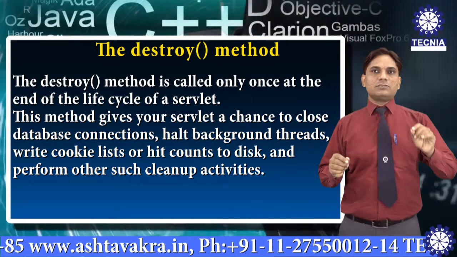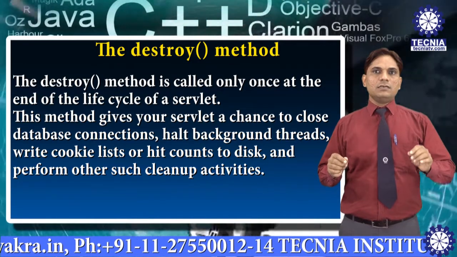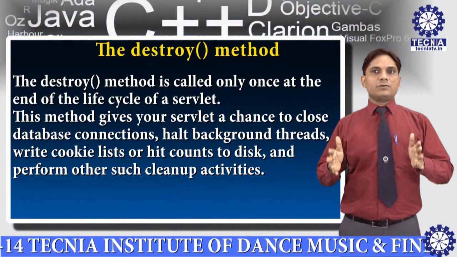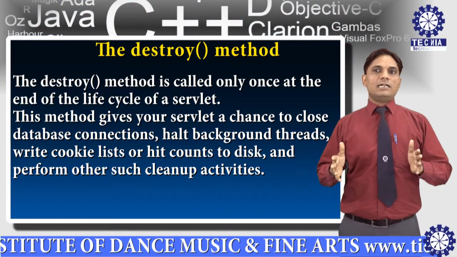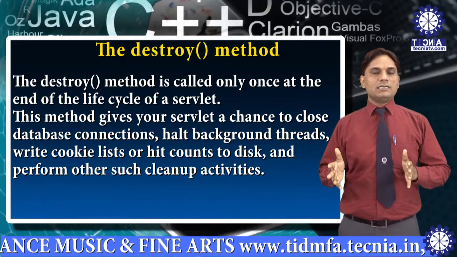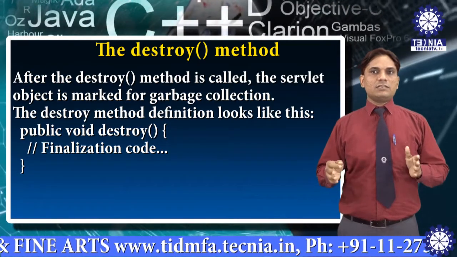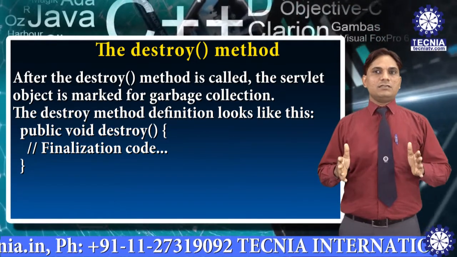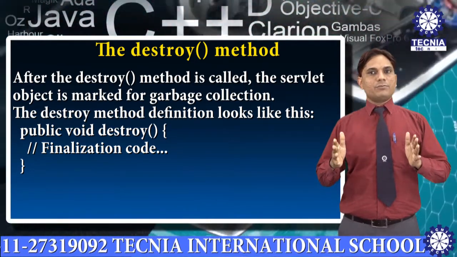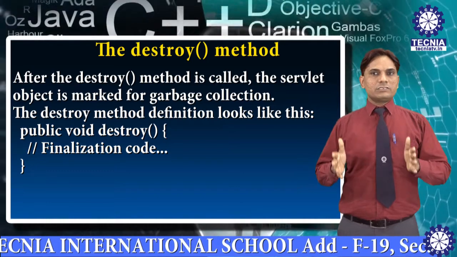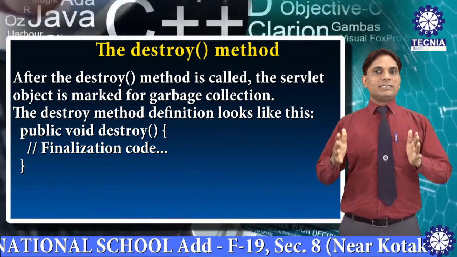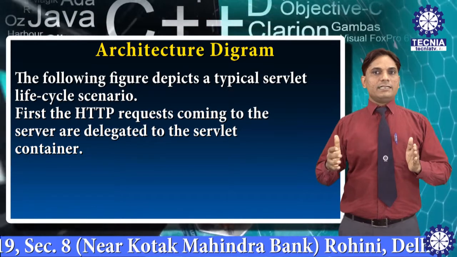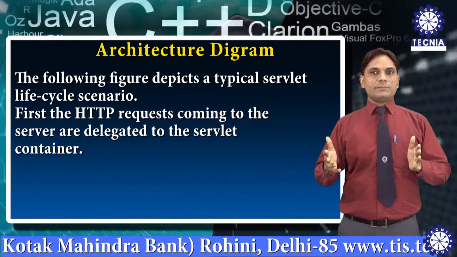This method gives your servlet a chance to close database connections, halt background threads, write cookie lists or hit counts to disk, and perform other such cleanup activities. After the destroy method is called, the servlet object is marked for garbage collection. The destroy method definition looks like this: public void destroy() { finalization code }. And next we can define the architecture of the servlet lifecycle.